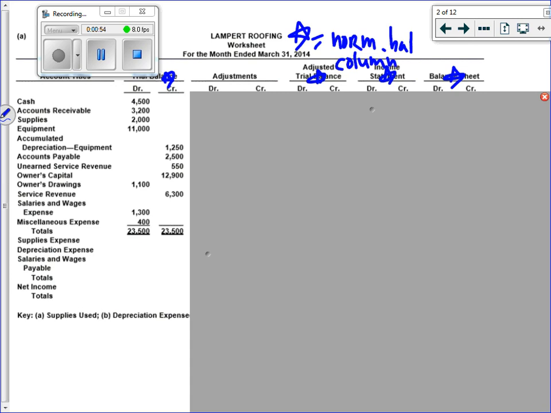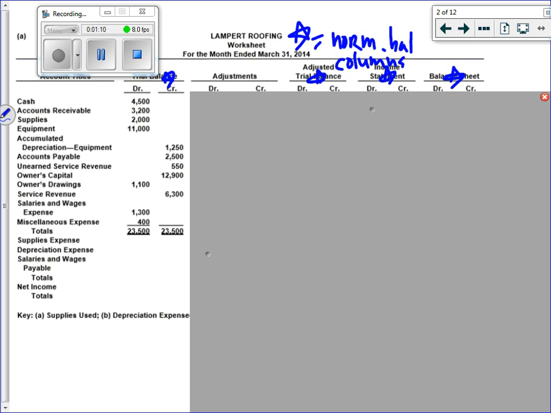So cash has a normal balance of a debit. So all the way across the board, that $4,500 would show up as a debit on the starred ones. The adjustments oftentimes are opposite of the normal balance. Sometimes they're not, just so it offsets things.